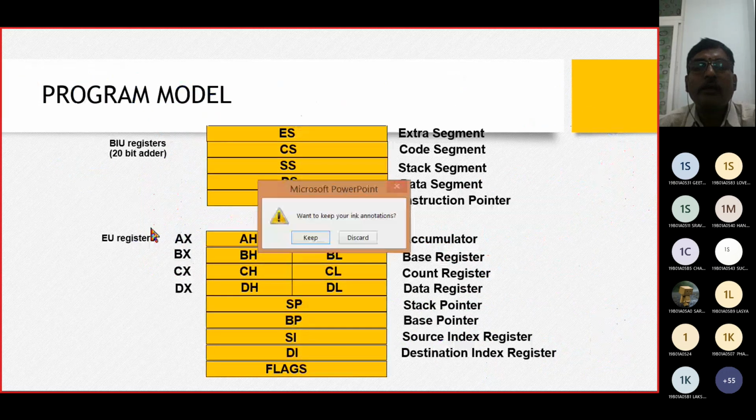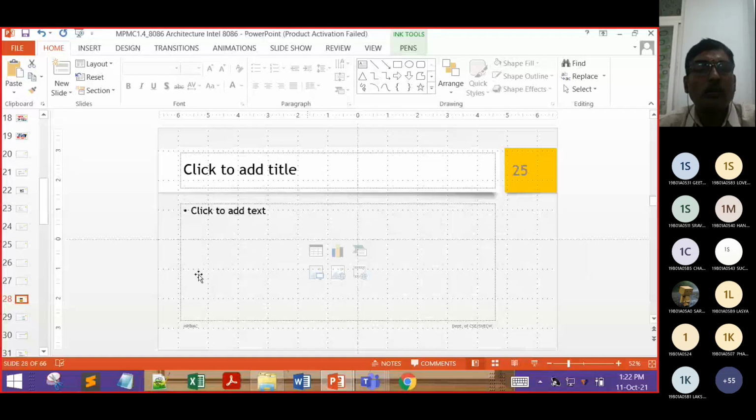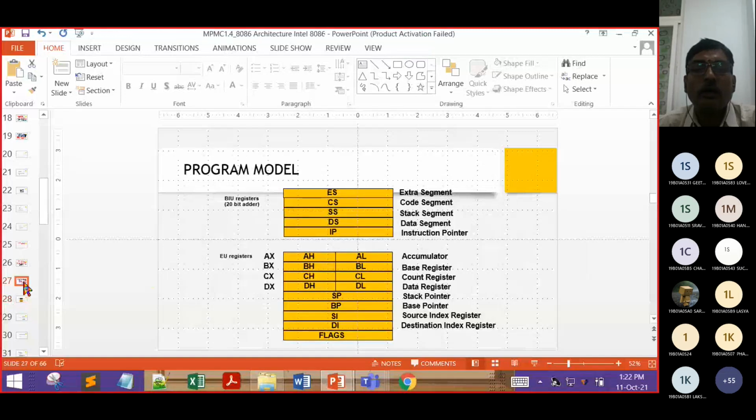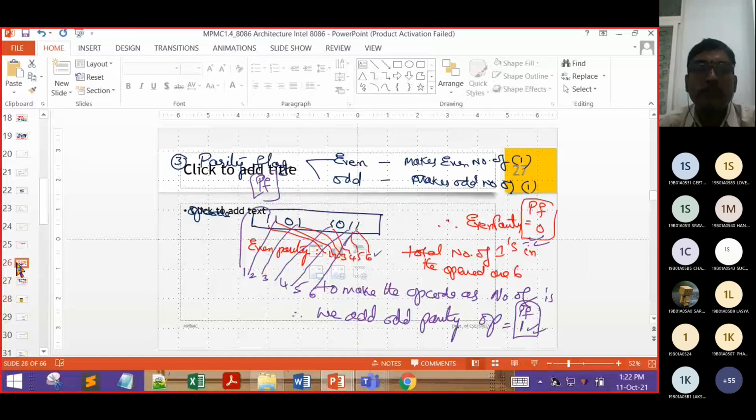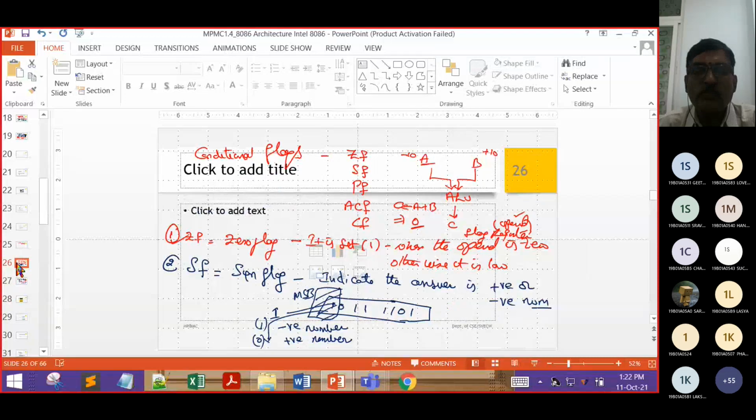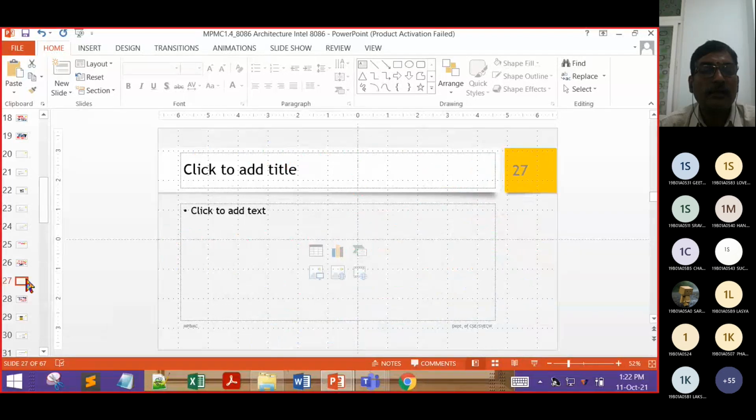In this way, we are talking about the 3 things. 1, the zero flag. 2, the sign flag. 3, the parity flag. Now, let us have a discussion on the remaining flag instructions.